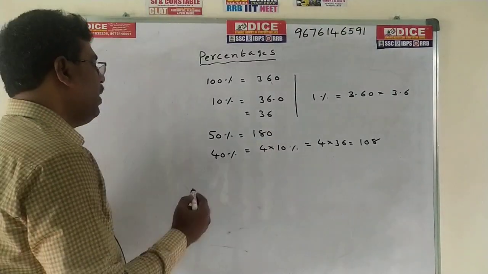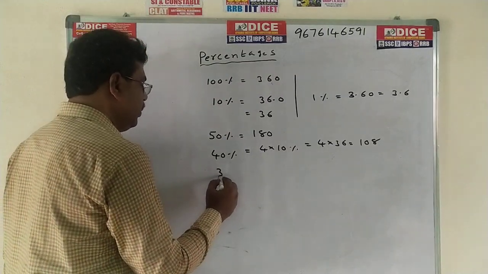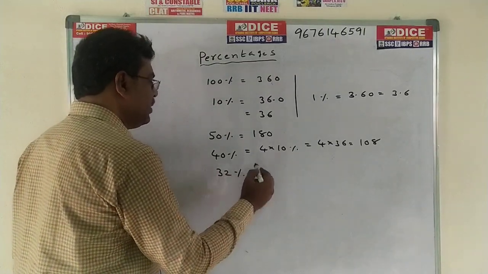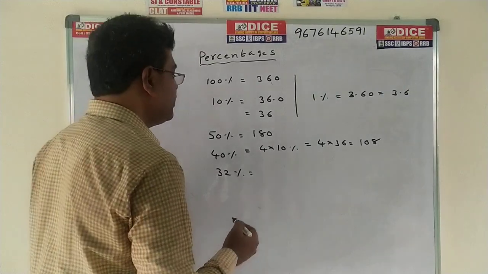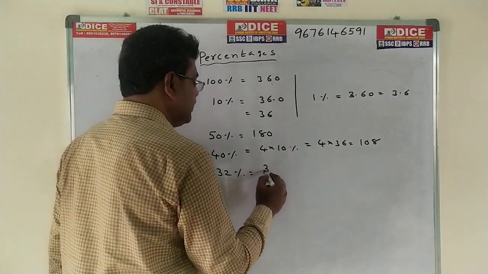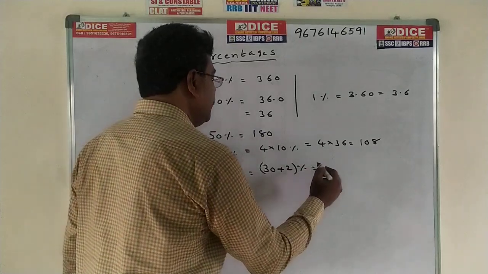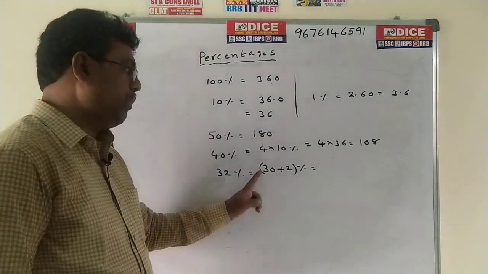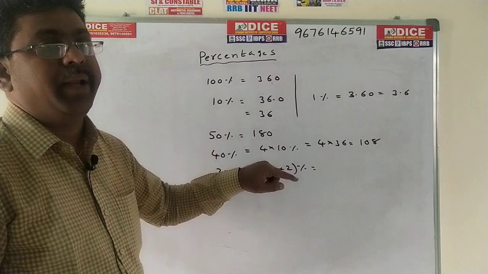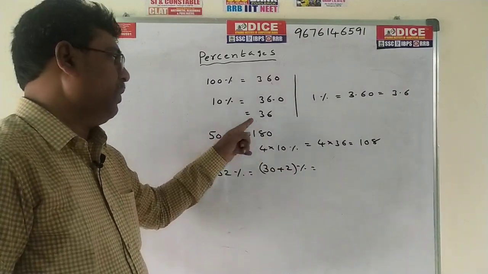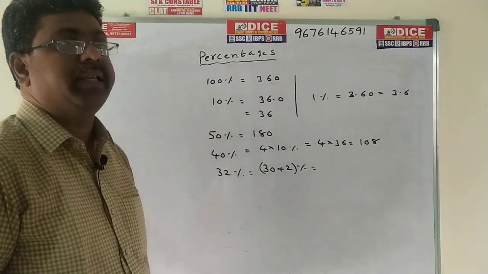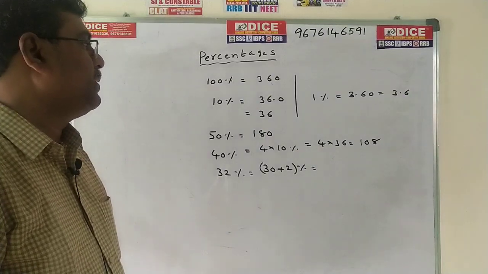Suppose we want to find the 32% value. First of all, we can write this as 30% plus 2%, nothing but 32%. 30% you can write as 3 into 10%. What is the value of 10%? 10% is 36. 36 into 3.